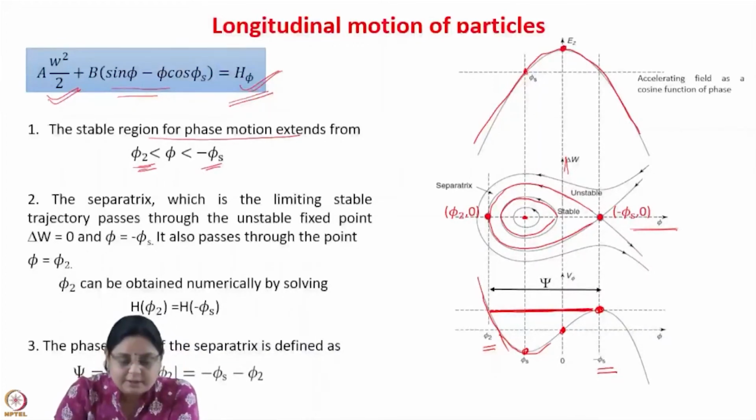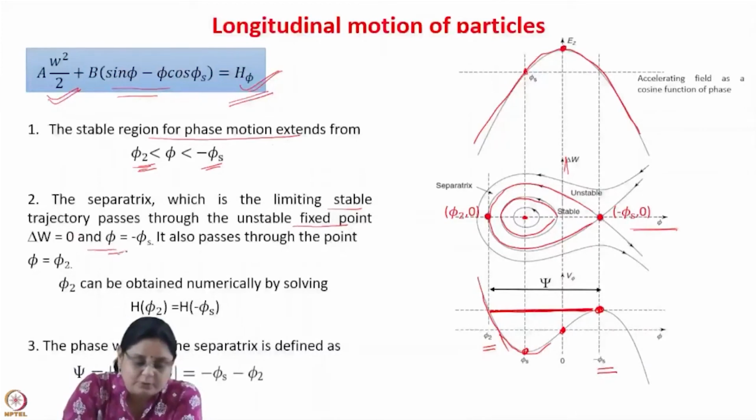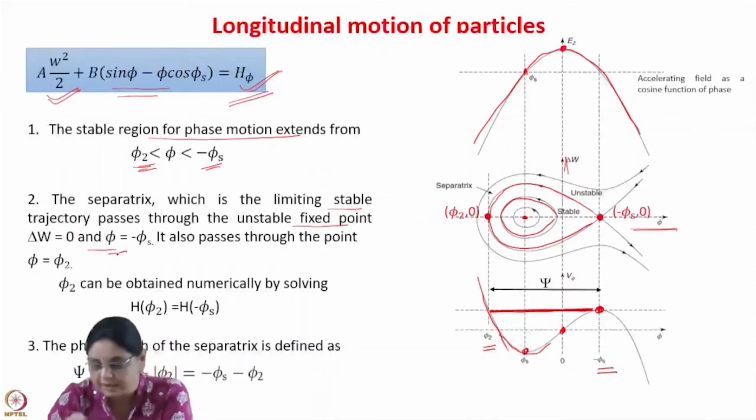So the separatrix, which is a limiting stable trajectory, passes through the unstable fixed point delta w is equal to 0, phi is equal to minus phi s. So the separatrix is the limiting curve, which is a limiting stable trajectory. All trajectories within the separatrix are stable, and all trajectories that lie outside the separatrix are unstable.